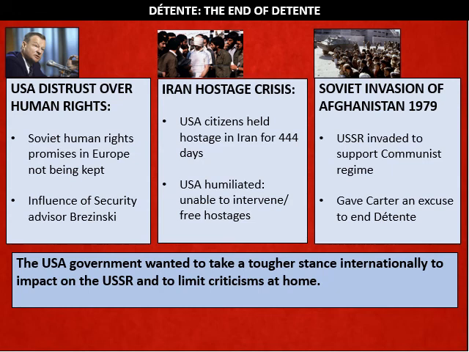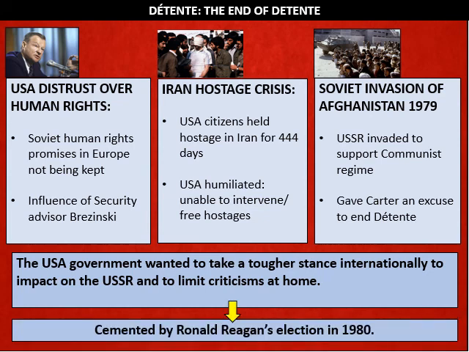Here's our key point. The USA government wanted to take a tougher stance internationally to bring about more impact on the USSR's behaviour, but also to limit the criticisms that they faced at home. Détente had become an unpopular policy, and this was cemented by Ronald Reagan's election in 1980.